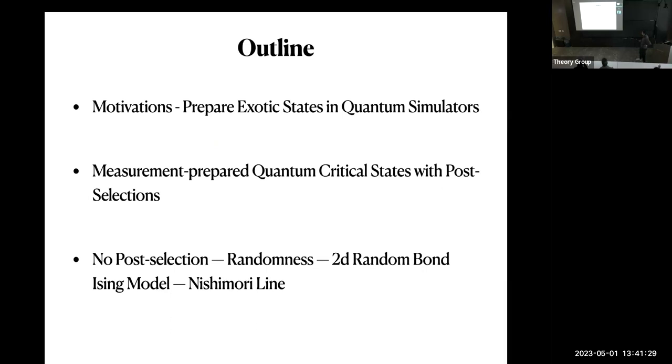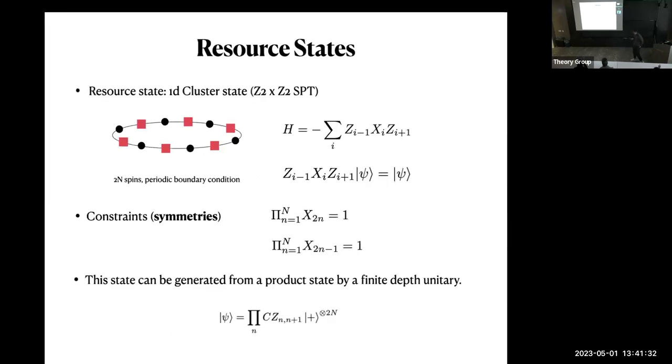So yeah, let me start from these very simple examples. They are really not very deep, it's just quantum mechanics. You start from, for example, this 1D example of a resource state, which is really a so-called Z2 cross Z2 SPT state. So you start with a spin chain, which has an even number of spins with periodic boundary conditions. And then you put on this so-called cluster Hamiltonian, where you have a Z, X, Z on adjacent 3 sites, right? So each of the terms will be commuting with each other, and you will have a ground state that's satisfying all these conditions.